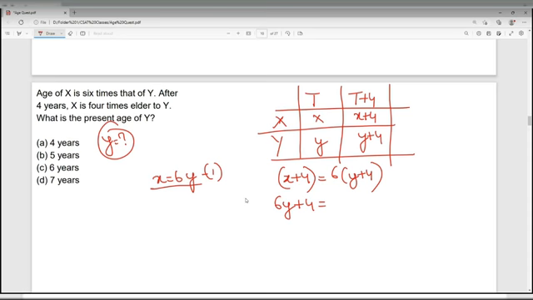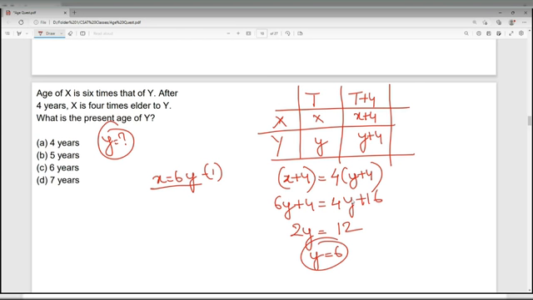x is 4 times elder to y. Excuse me, sir. Yes, sir, it's supposed to be 4. In the first line, x plus 4 equals 4 times y plus 4. Okay, sorry. Yeah. Sure. Thank you. So this is 4y plus 16. So this is 2y, that is equal to 12, and y is equal to 6.